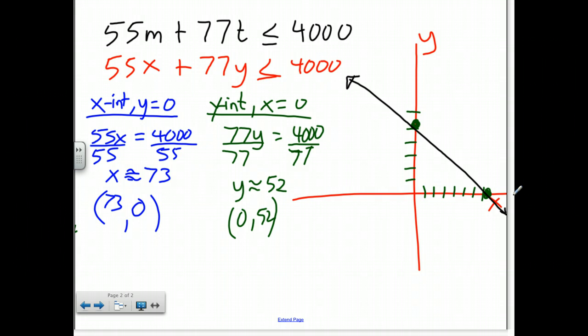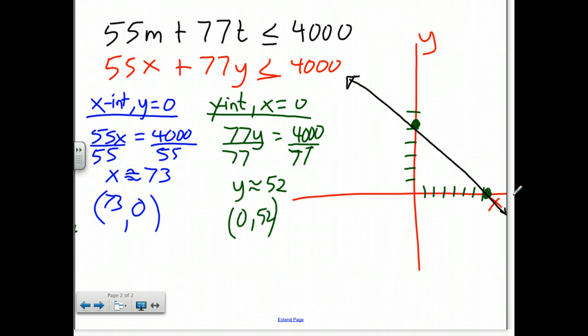Which region do you think is actually the better region to test? Why? Yes, it has the smaller values. Usually the small value is good because if you pick a bigger value to plug in, it's going to be hard for you to calculate. Not that it can't be done, but it takes longer. So you want to pick a region that's easier to test. In this case, the bottom region.